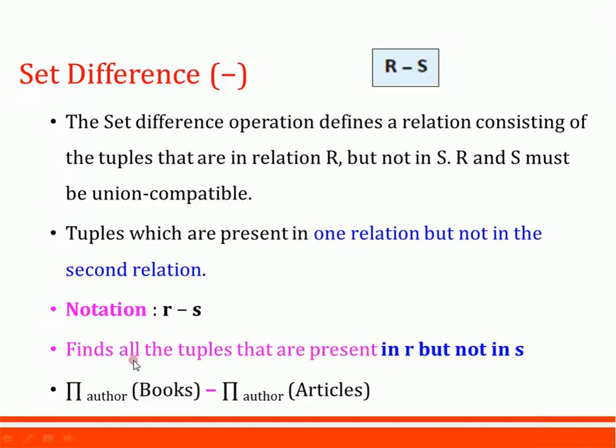For example, find all tuples that are present in R but not in S. If a tuple is present only in R, that will be listed, but if it is present in S, that will not be listed. That is the objective of set difference.